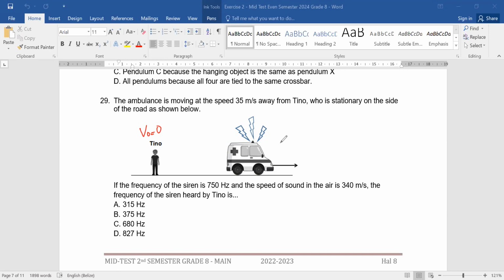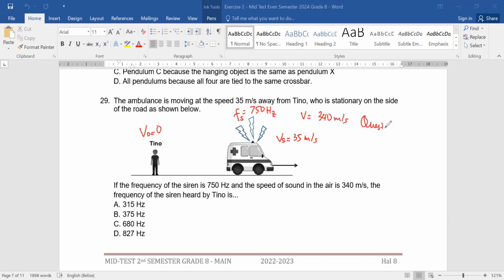And then the ambulance is moving at a speed of 35 meters per second away. So this is the VS, the velocity of the source of the sound, 35 meters per second away, right? And the question: if the frequency of the siren given is 750 hertz, and this is the FS, right? You need to find the frequency of the siren heard by Tino. If the speed of sound in the air is 340 meters per second. So V of the sound is 340 meters per second.